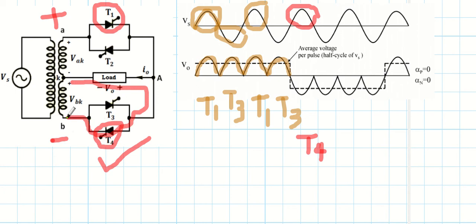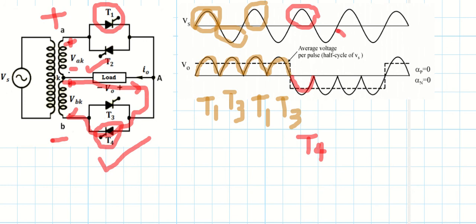Because in the center tap, if you see, when A is positive, this one is positive and this one is negative. So current will flow from positive to negative. What does it mean? The current will enter from the negative terminal of the load. So we have a negative pulse like this one.